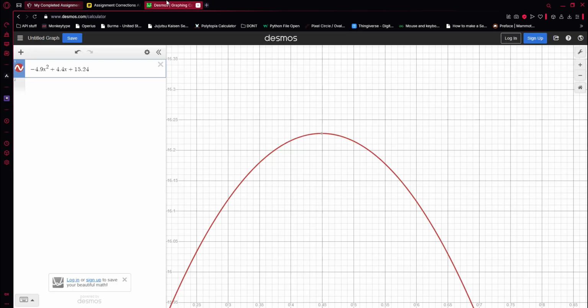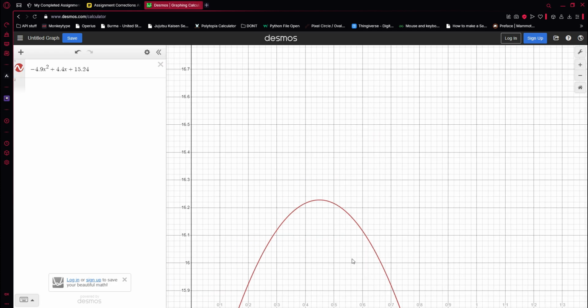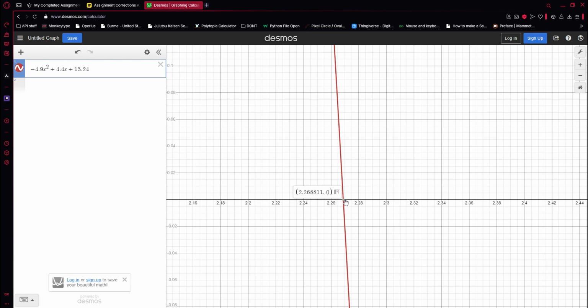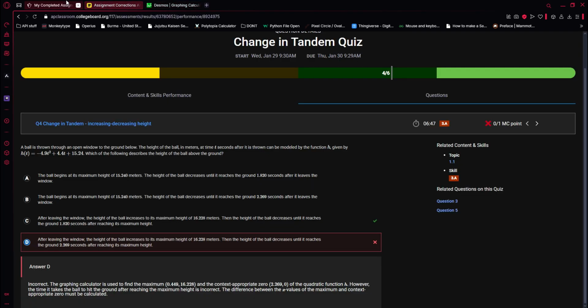Now, if we were to just look at the zeros of the graph, we'd just say, oh, it's around 2.2. And here, yep, 2.269. Easy answer. But that's the amount of seconds after it's thrown, not after it reaches its maximum height.